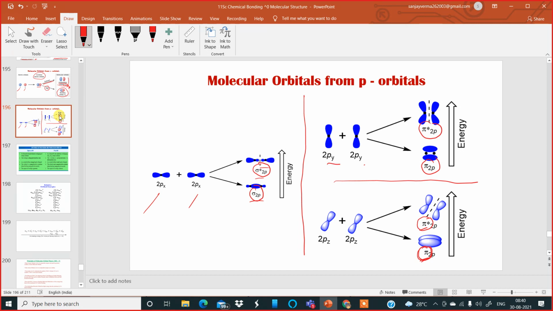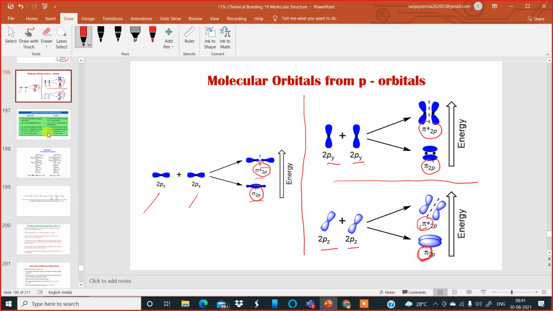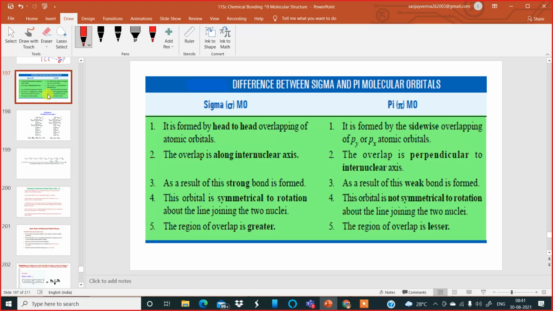The remaining two, that is 2py and 2pz, they overlap always sideways to form pi bonding and pi anti-bonding molecular orbitals. So this is how formation of molecular orbitals from p orbitals happen. Now let us compare these two, sigma molecular orbitals and pi molecular orbitals, one by one.